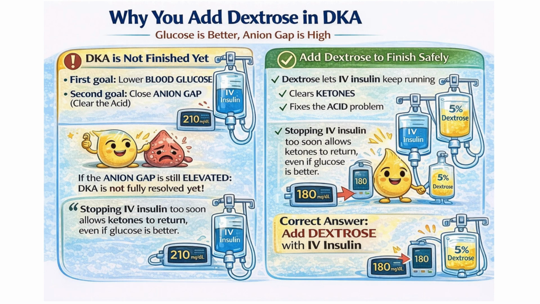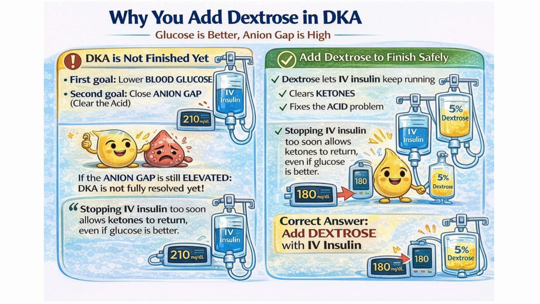Dextrose should be added to the intravenous fluids. In diabetic ketoacidosis, treatment is not finished just because the blood sugar improves. DKA has two problems that must be fixed. The first problem is high blood sugar. The second problem is acid in the blood caused by ketones. Insulin is used to treat both problems. It lowers blood sugar, and it stops ketone production.